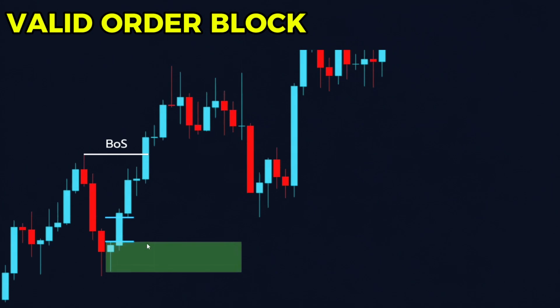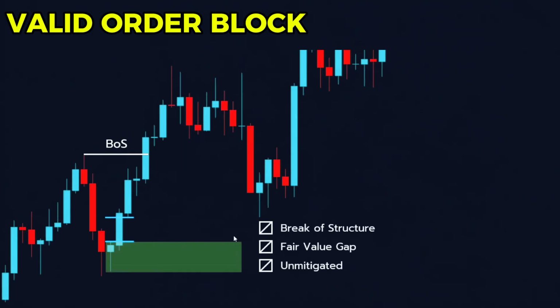The third example is the last example of the rise of the price. The price rose and continued to break off structure. Looking back, we will get an order block. We check the fair value gap first.